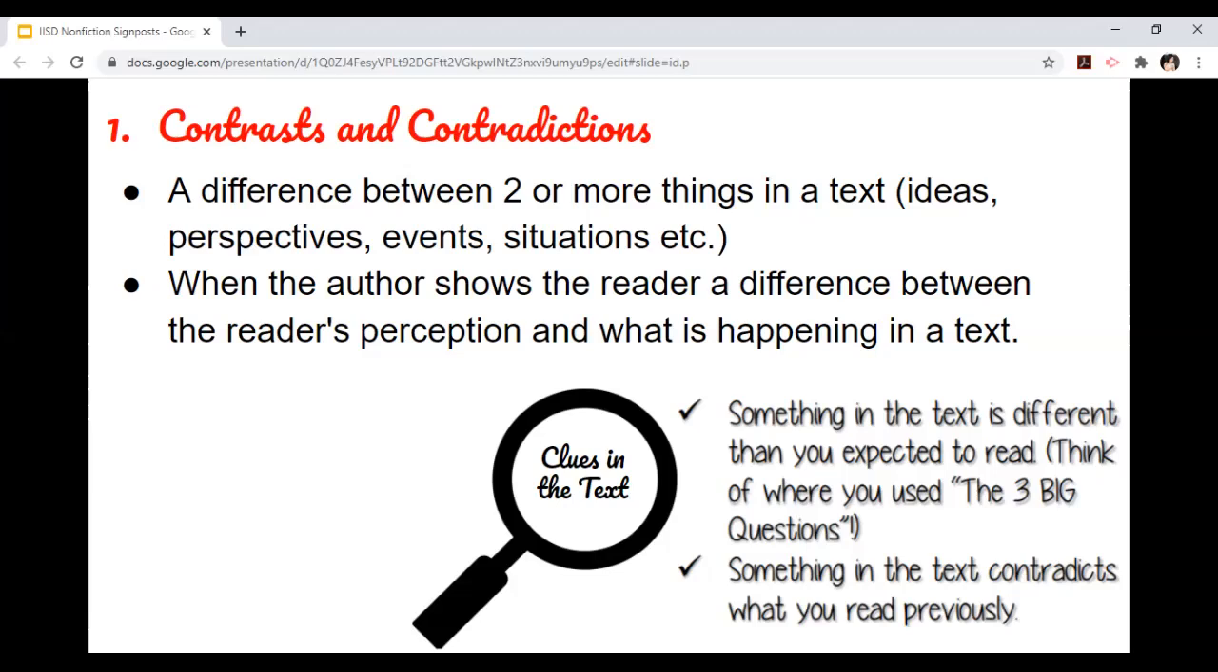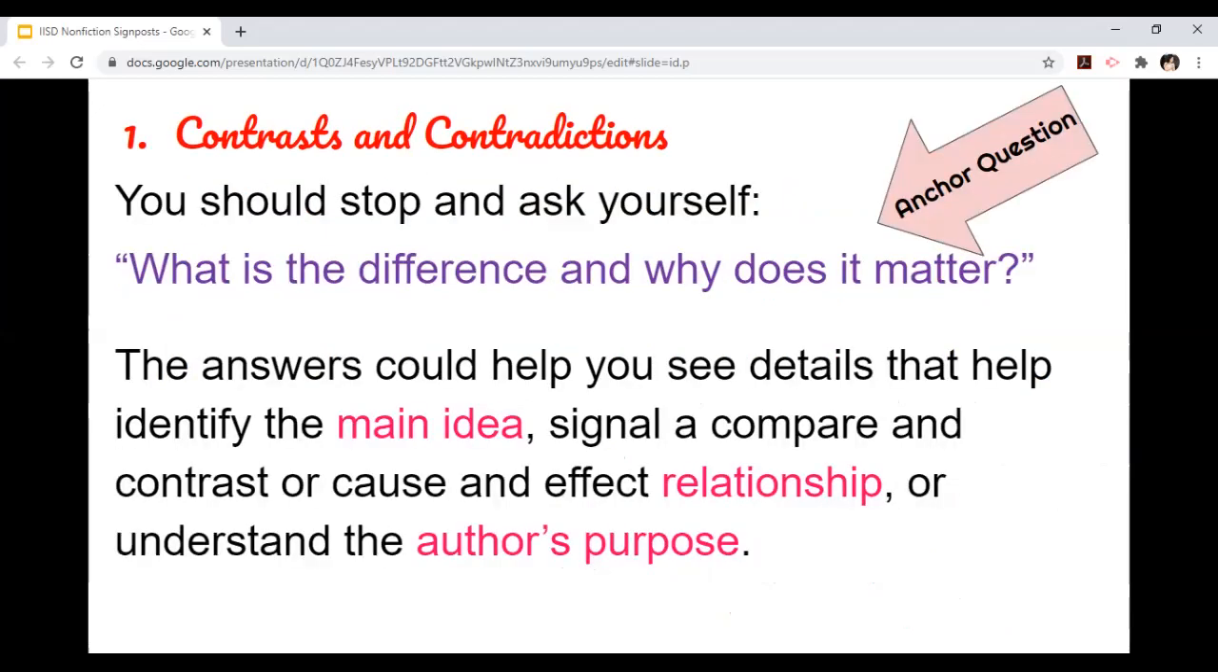So keep that in mind because irony is something that we'll talk about a lot during the year. So basically contrasts and contradictions. What is ironic about this text? What did we expect to happen that did not happen? Or vice versa. So something in the text is different than what you expected to read, or something in the text contradicts what you read previously. That is contrasts and contradictions.